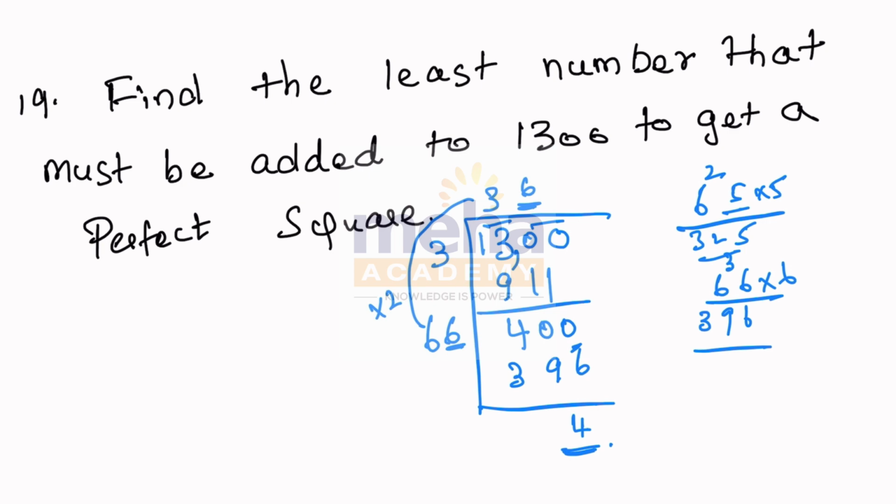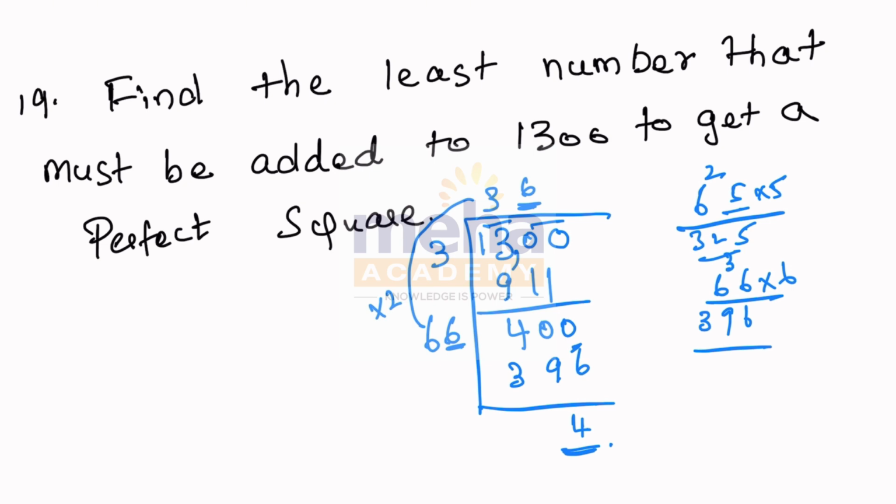So we are finding the least number that must be added. That means 36 square is less than 1300. So now we get a remainder 4. That means 36 square is not 1300. Then we have to find out what will be the next square. So what do we do? The next number after 36 is 37.